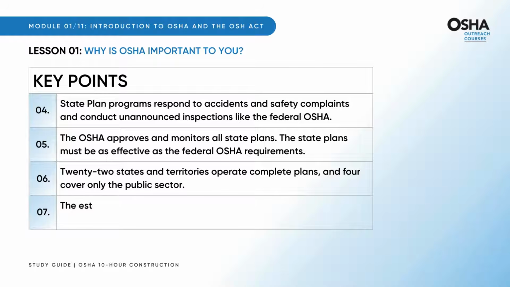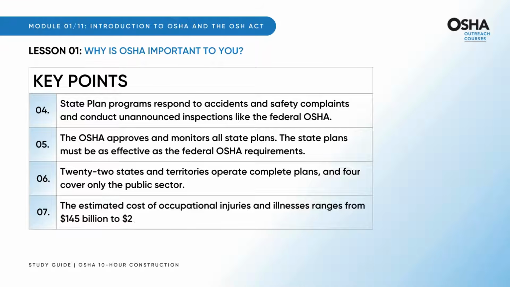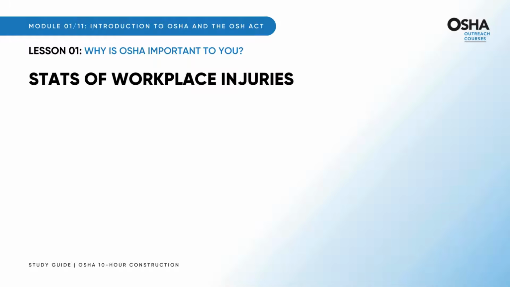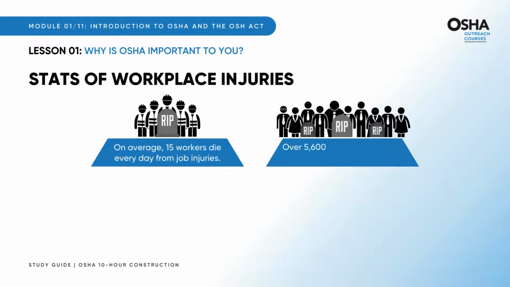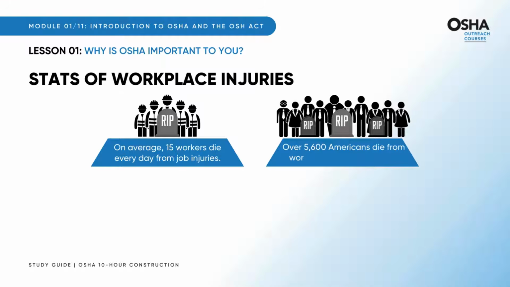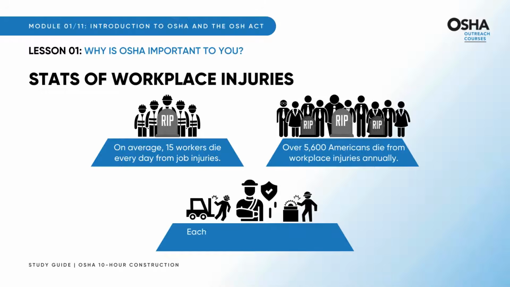Lastly, the estimated cost of occupational injuries and illnesses ranges from $145 billion to $290 billion annually for direct and indirect costs. Here are the stats of workplace injuries. On average, 15 workers die every day from job injuries. Over 5,600 Americans die from workplace injuries annually. Each year, over 4 million non-fatal workplace injuries and illnesses are reported.